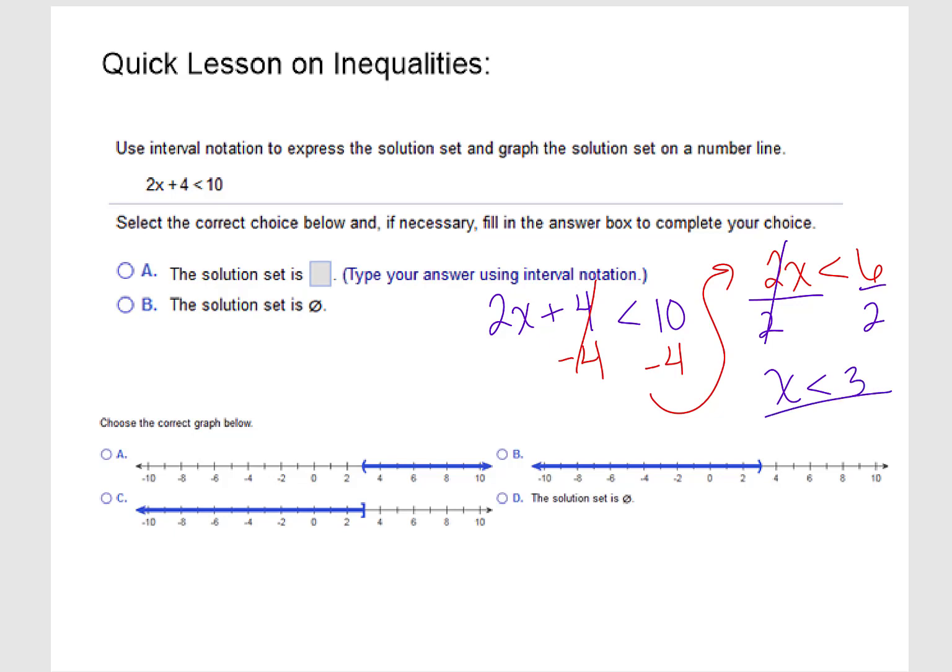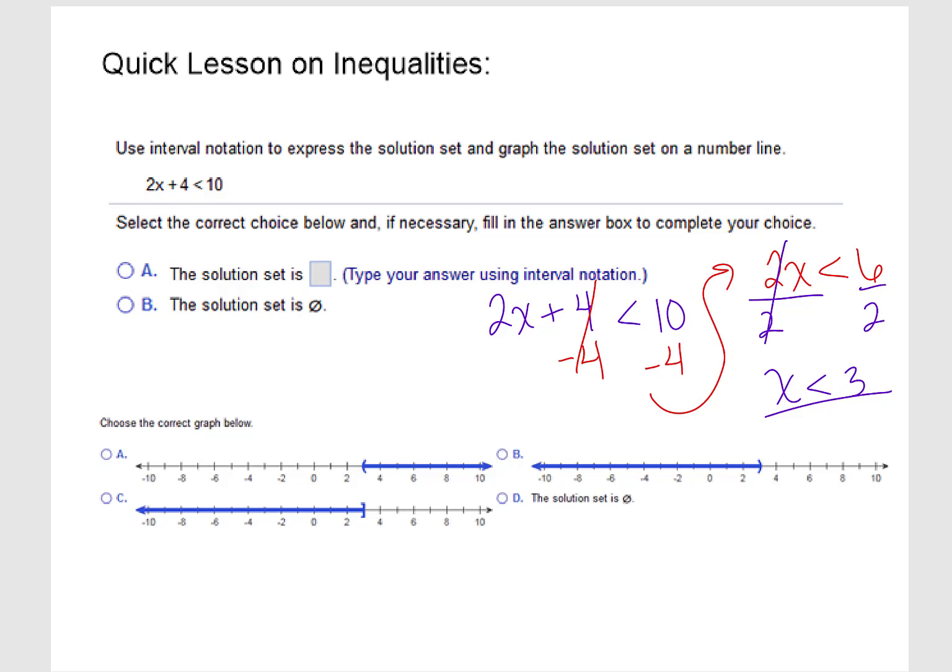Looking at my answer choices below, sometimes it's easier to do that before you answer what your solution set is in interval notation. So just keep that in mind. Of course, in MyMathLab, sometimes they won't show the next part until you've answered part 1 of a question. But even if you work that out on your paper, think about it. If x is less than 3, that means all the values below 3 are my solution set, right?